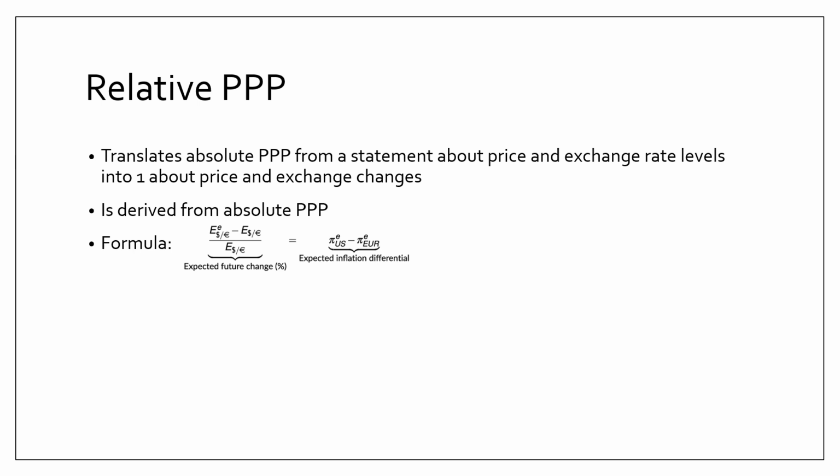Relative PPP. Absolute PPP involves price levels, but in macroeconomics we are often mostly interested in the rate of price changes, the rate of inflation. Relative PPP translates absolute PPP from a statement about price and exchange rate levels into one about price and exchange rate changes. Relative PPP is derived from absolute PPP.